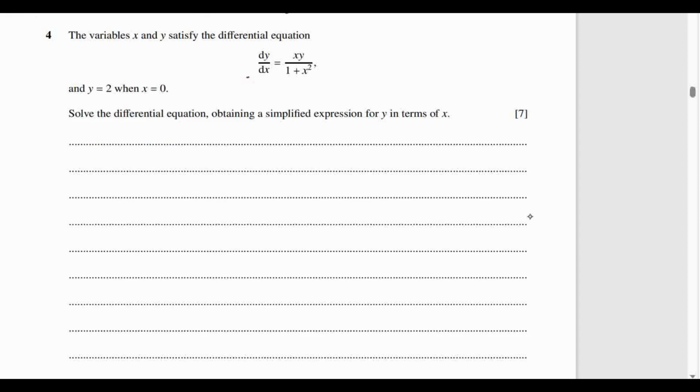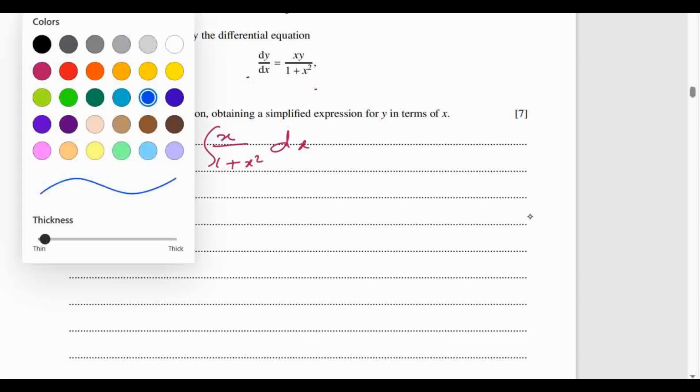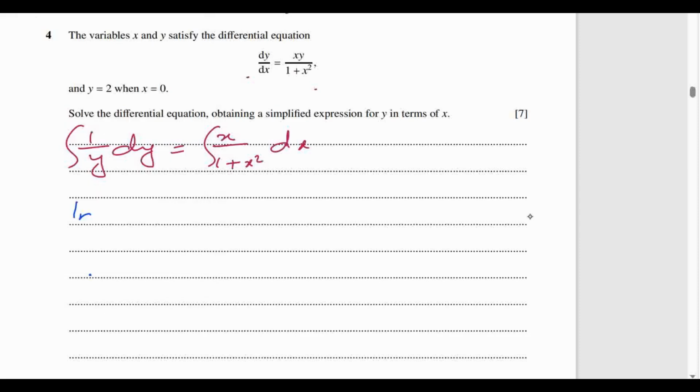First of all we have to separate the variables. So this will be equals to 1 by y dy is equals to x by 1 plus x square dx. Now take integral on both sides. So this portion will be equals to natural log of y is equals to, now how we can integrate this one?